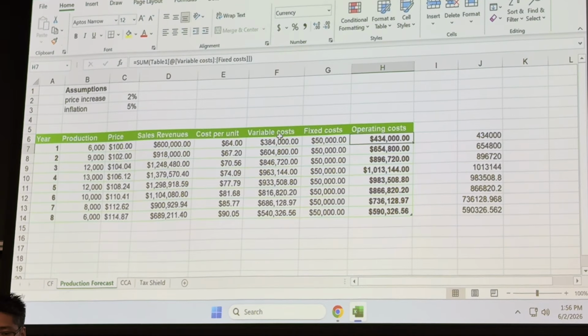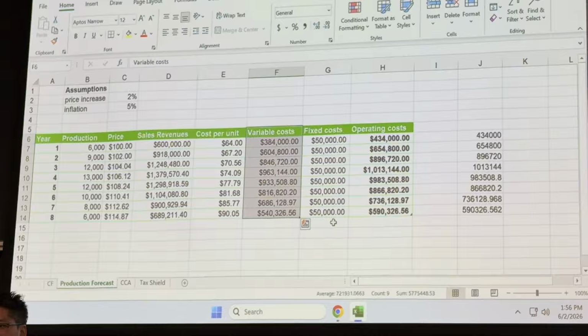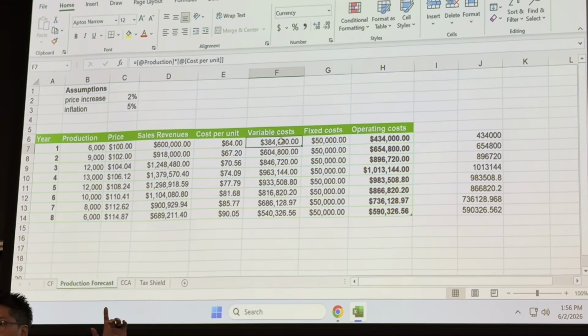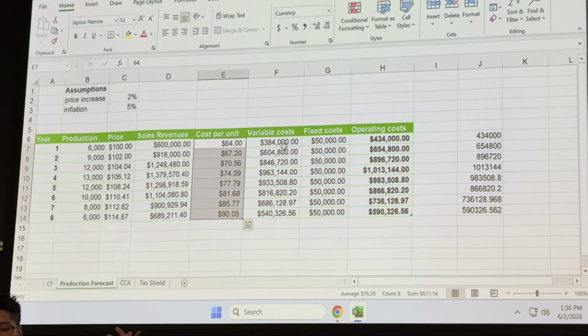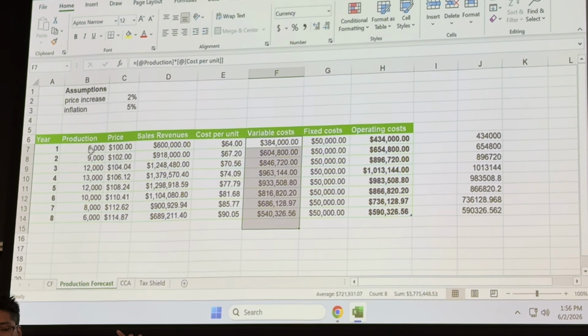No. Well, you're talking about the operating costs here, right? Yeah. Operating cost is basically variable cost plus fixed cost. Variable cost is just the units that you produce times the cost of material. Cost of material in year one is $64, growing by 5% every year. So we already have it here, growing 5% every year. Hence, the variable cost is just the units times the cost per unit. There's no other inflation to apply here.